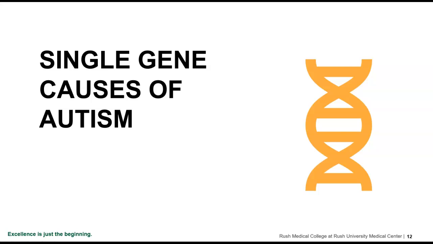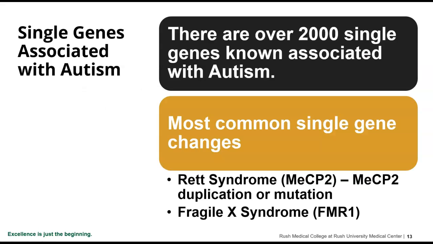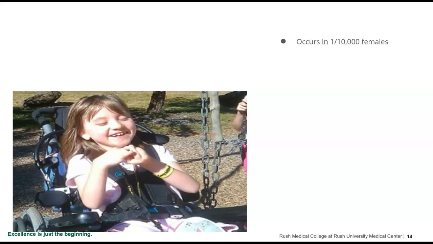So I now want to move to single gene causes of autism. There's over 2,000 single genes known to be associated with autism, and this number grows frequently. The most common two that you need to know, however, are Rett syndrome, MECP2, which is a duplication or mutation of the gene, and Fragile X syndrome.